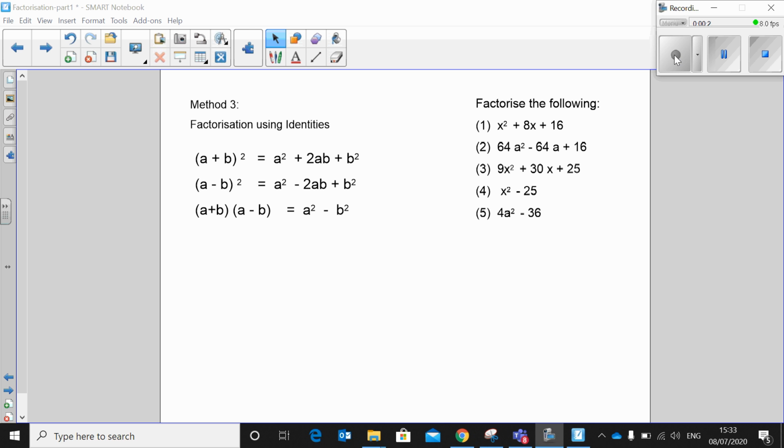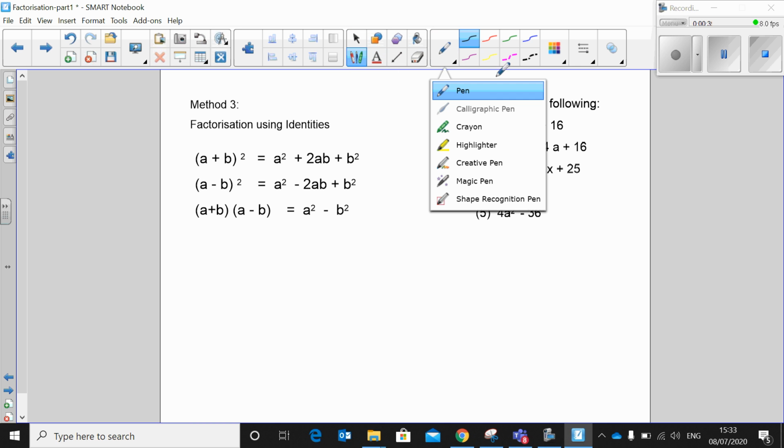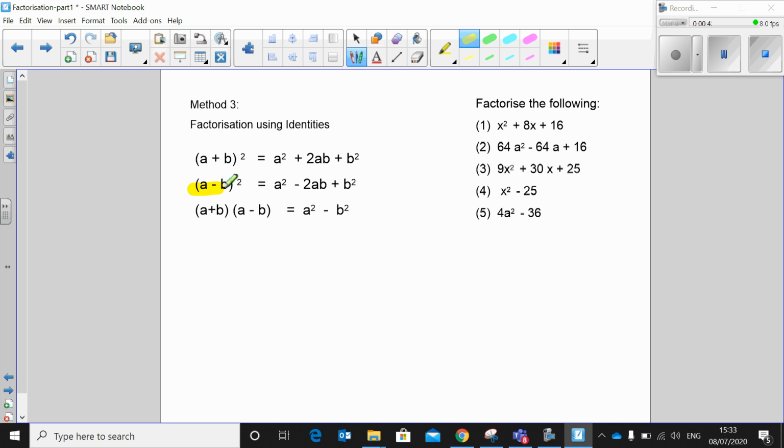So we know the basic identities of algebra, that is, (a plus b) the whole square, which is nothing but a square plus 2ab plus b square; (a minus b) the whole square, which is equal to a square minus 2ab plus b square. What is (a plus b) into (a minus b)? Which is a square minus b square. These three identities we are going to use in factorization.